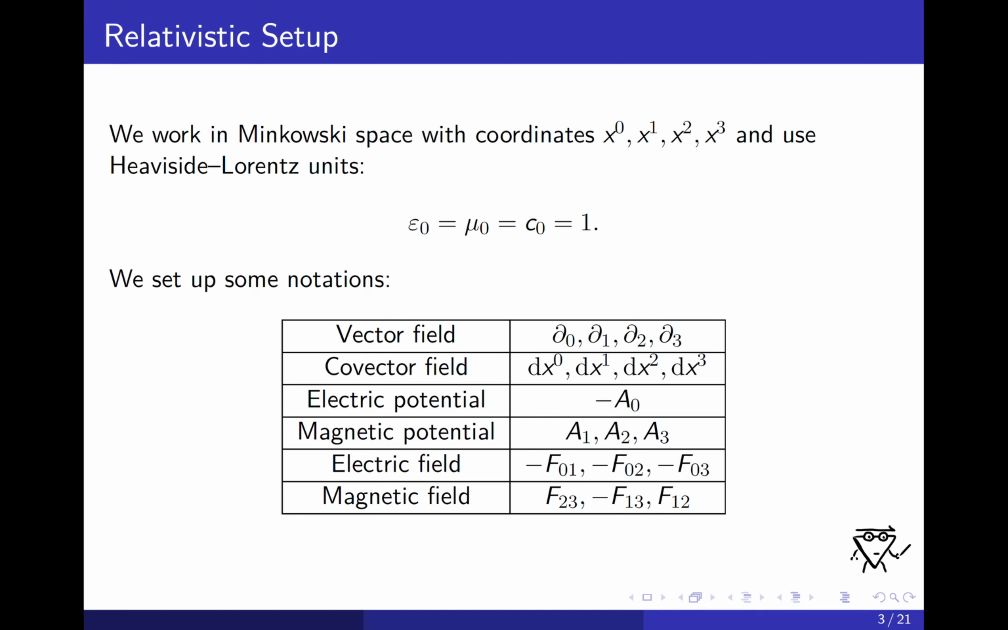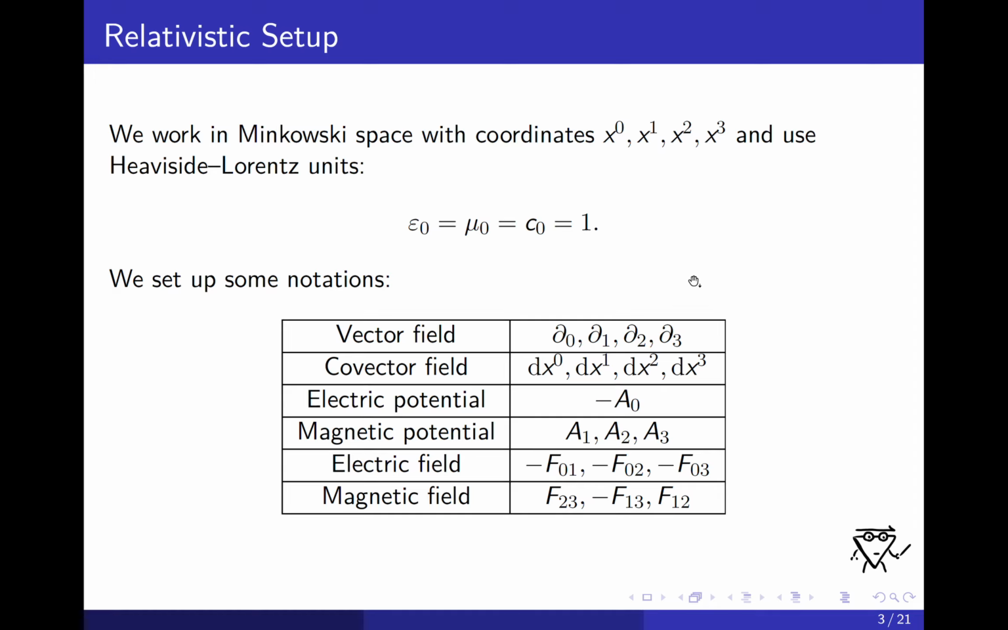We set up some notations. For example, a vector field is a generalization of partial derivatives. For example, partial 0 means partial x0, and it can act on functions. For example, partial 0 acting on f just means the partial derivative of f along x0.